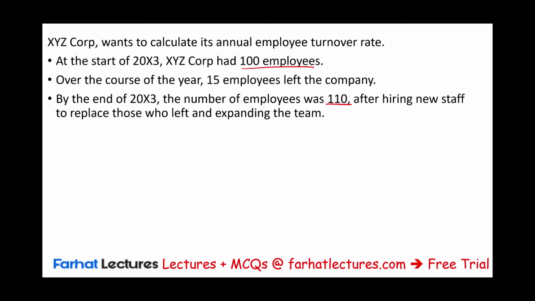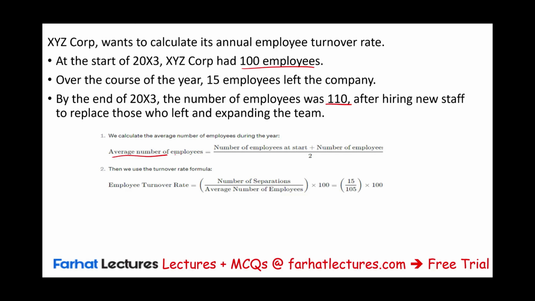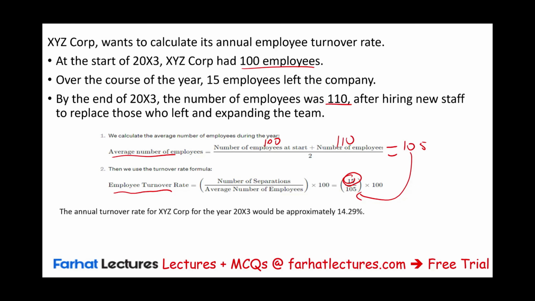So here's how we compute this. First, we compute the average number of employees. The number of employees at the beginning of the year was 100. At the end of the year it was 110. That's divided by 2, equal to 105. Then, to compute the employee turnover, we take how many separations we had, divide it by the average number of employees, and multiply by 100 to find the rate. And we find the rate happens to be 14.29.